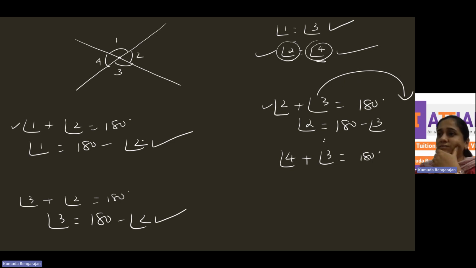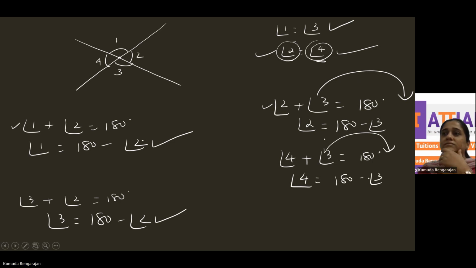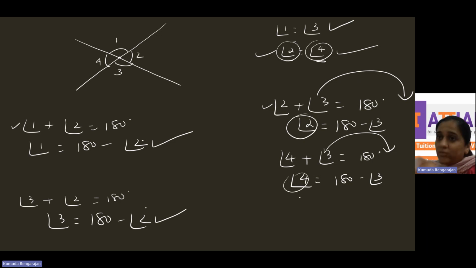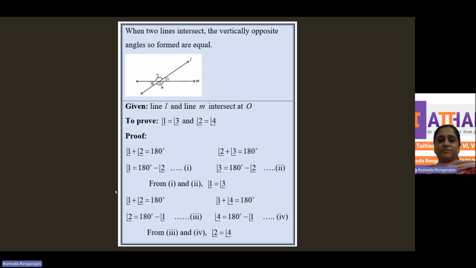No. What is your doubt? You understand? And now from here, what is angle 4? 180 minus angle 3. So angle 2 is 180 minus angle 3. Angle 4 is also 180 minus angle 3. Both of them are 180 minus angle 3. That means 2 is equal to 4. That means angle 2 is equal to angle 4. That's the proof I have worked here for you.